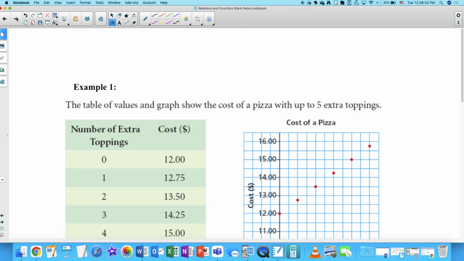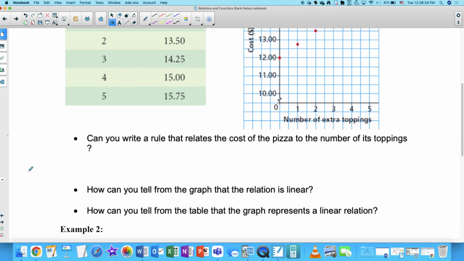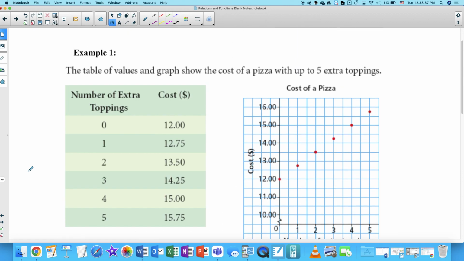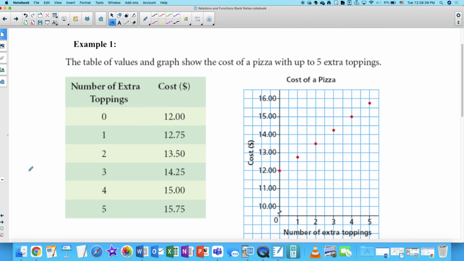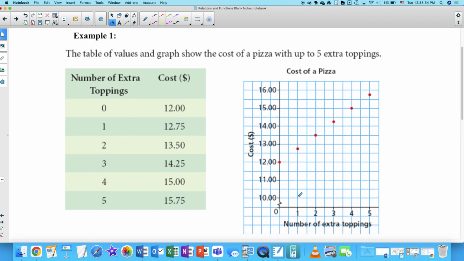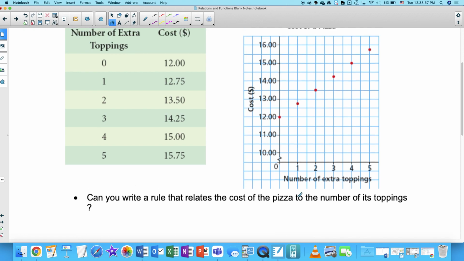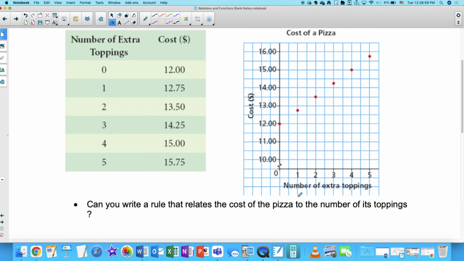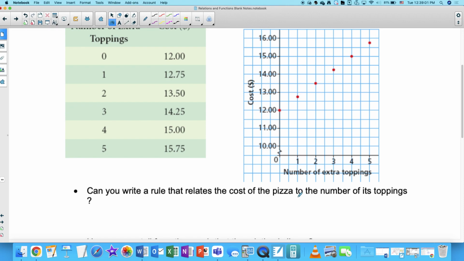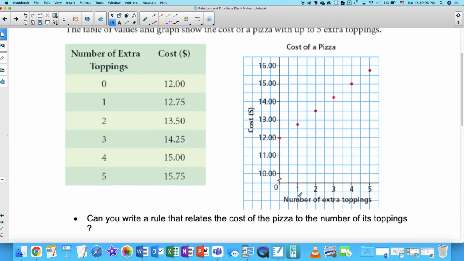All right, let's take a look at this example. The table of values and graphs show the cost of pizza with up to 5 toppings. So 0 toppings, $12, 1 topping, $12.75, etc. We can see the graph that goes along with this data right here. Can you write a rule that relates the cost of the pizza to the number of toppings?